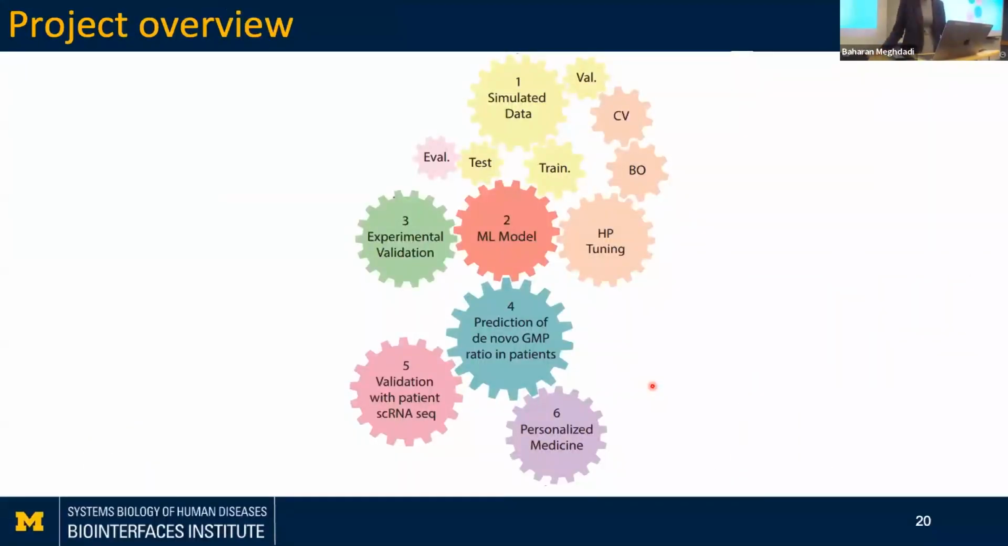And we think that we can use a machine learning model to predict the fluxes in patients. And for that, we need some simulated data, because we have a low number of patients and mice, and we can train the machine learning on a very limited source. So we decided to simulate some data and then train a machine learning model, and then use some experimental validation for our machine learning model.